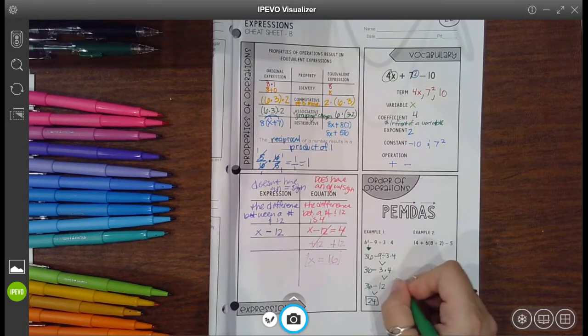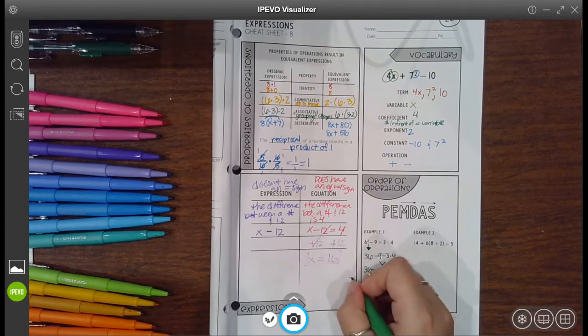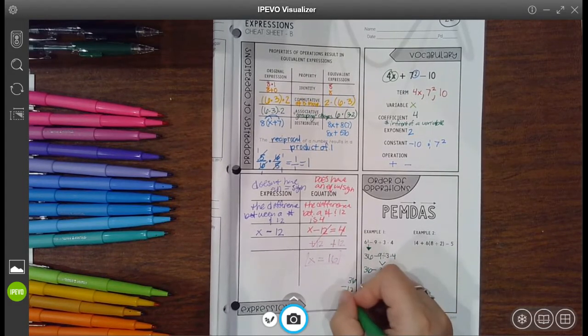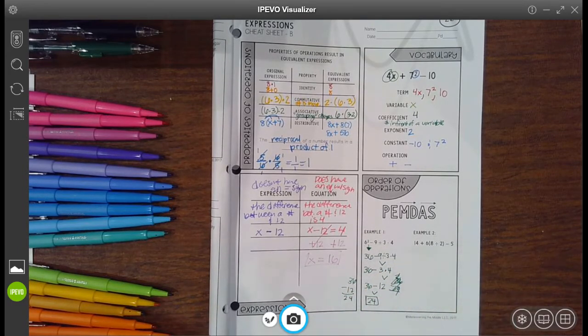And please don't be ashamed to actually do that math off to the side so that you don't make a simple error. I don't know why I borrowed. I was rushing. 6 minus 2 is 4. 3 minus 1 is 2. And you get 24. Okay.